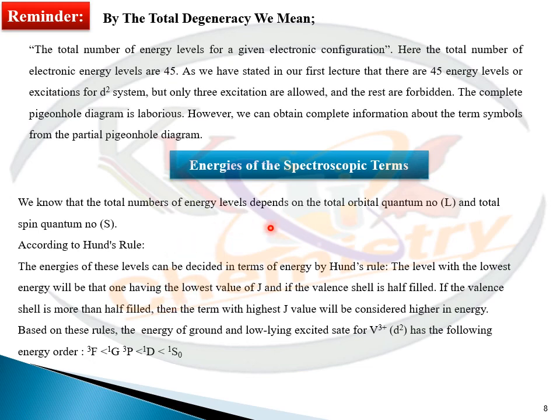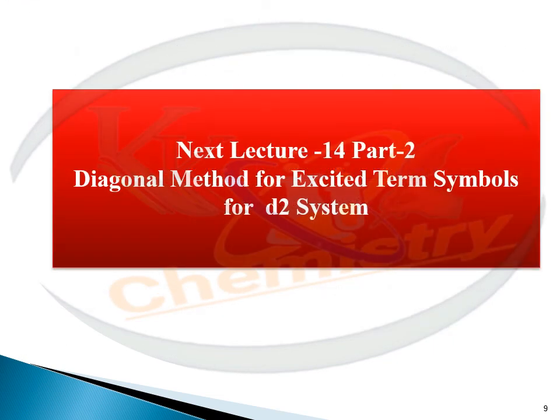Here is the energy difference of all these term symbols according to Hund's rule. Triplet F is less in energy than triplet P. It is also less than singlet D, and singlet D is less in energy than singlet S. So the next lecture will be the diagonal method for excited term symbols for a d2 system.